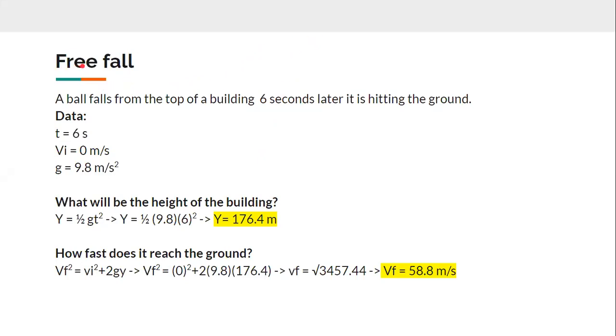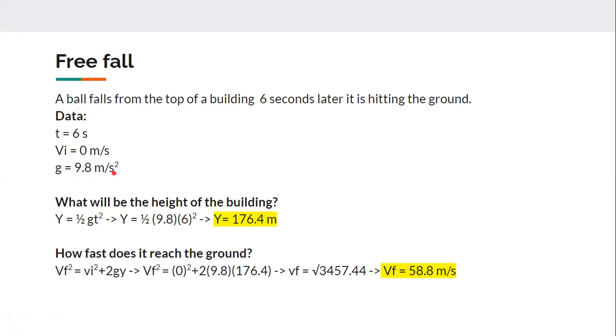Okay, first, we start with the free fall. A ball falls from the top of a building, and six seconds later, it hits the ground. First, we get the data. We know that the time is 6 seconds. The initial velocity in this case is 0 meters per second because we just let it go from the top of the building. And we know that the gravity is 9.8 meters per second squared.